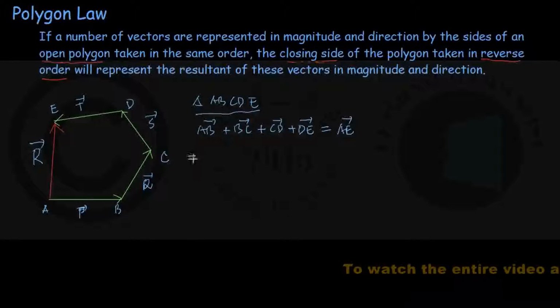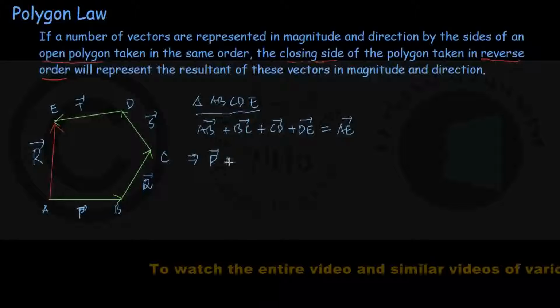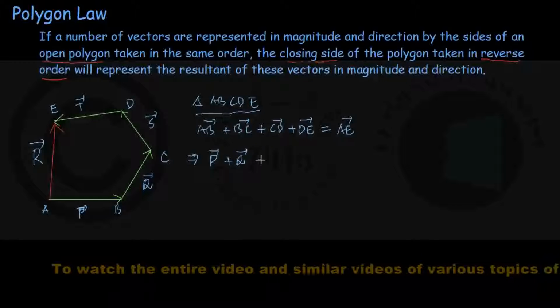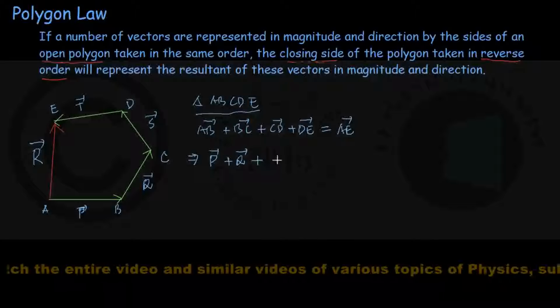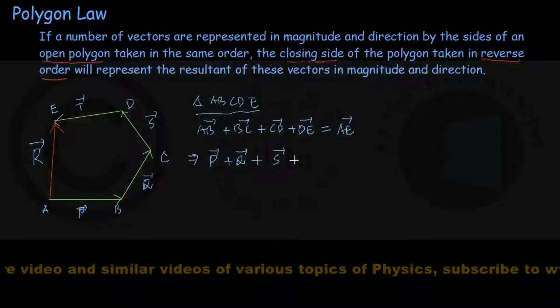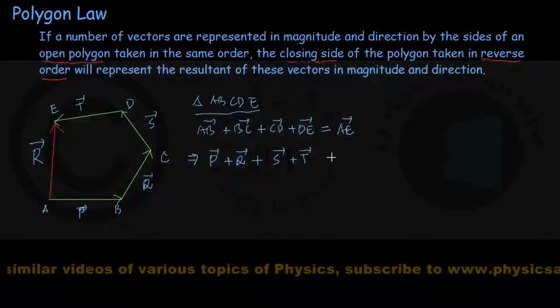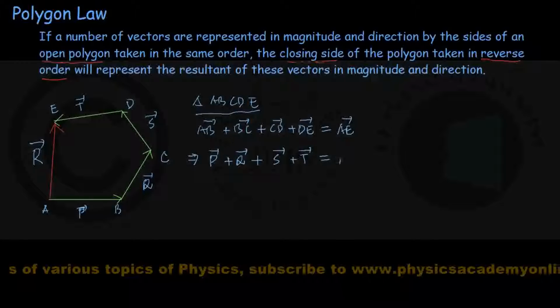Using symbolic form like P, Q, S, I could write down here. It shows P vector. This is vector summation, not arithmetic. It has its own rules. P plus Q plus S plus T together give the resultant that is called R.